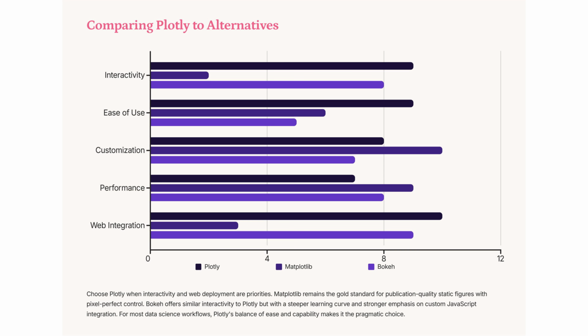Plotly excels in interactivity and web deployment, making it ideal for dynamic data presentations. While Matplotlib is unmatched for static, publication-quality visuals, Bokeh provides interactivity akin to Plotly but requires more JavaScript expertise. Plotly's user-friendly interface and robust features make it a practical choice for most data science tasks.